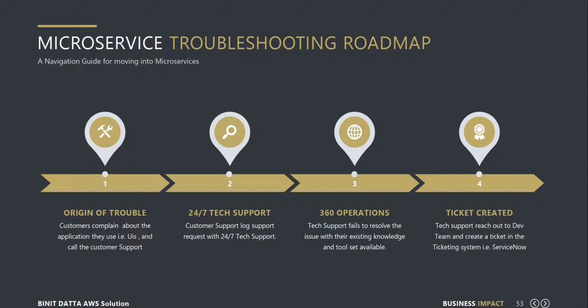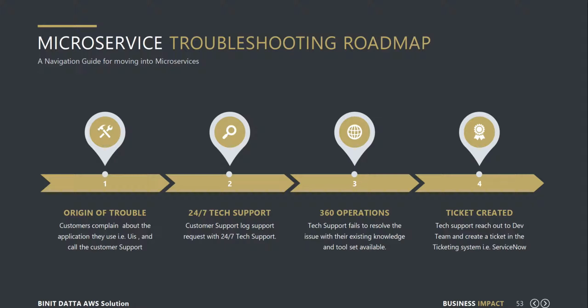Customers complain about the application they use, the UIs, and call customer support. Probably they're not finding a store, or their favorite store is not reported, or the hours of operation are wrong, or anything else. Customer support receives the customer calls and logs a support request with the 24/7 tech support. That's what customer support does now.